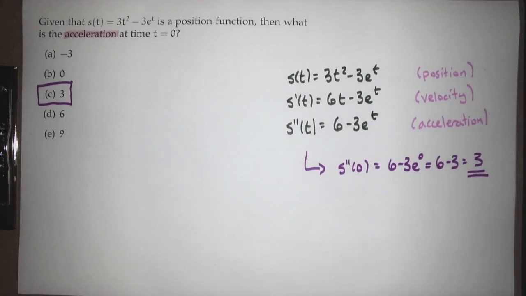So, remember, there's relationships between position, velocity, and acceleration. Take the derivative of position, you get velocity. Take the derivative of velocity, you get acceleration. So we're really after the second derivative. So we take two derivatives, we're very careful, we make sure we apply our rules, and then we plug in 0. And life is good.